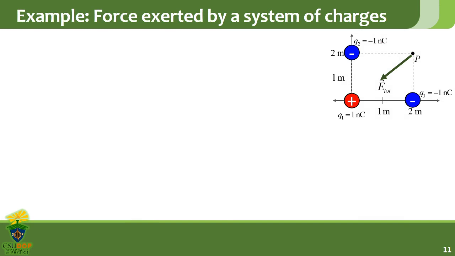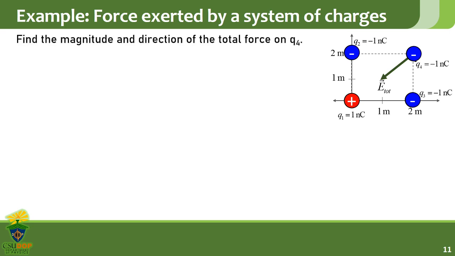Now, what if I place a negative charge Q4 at the location of point P, and ask you to find the total force on Q4 due to the other three charges? How will you do it? Of course, you can use the method discussed in the previous module where you take the vector sum of all the forces acted by the other charges.